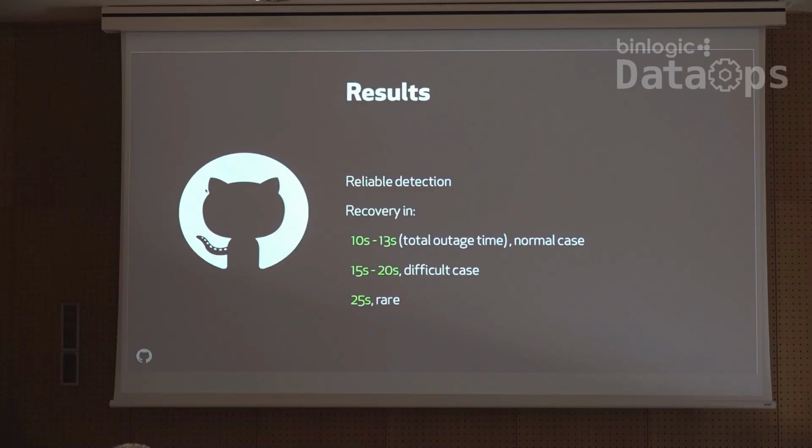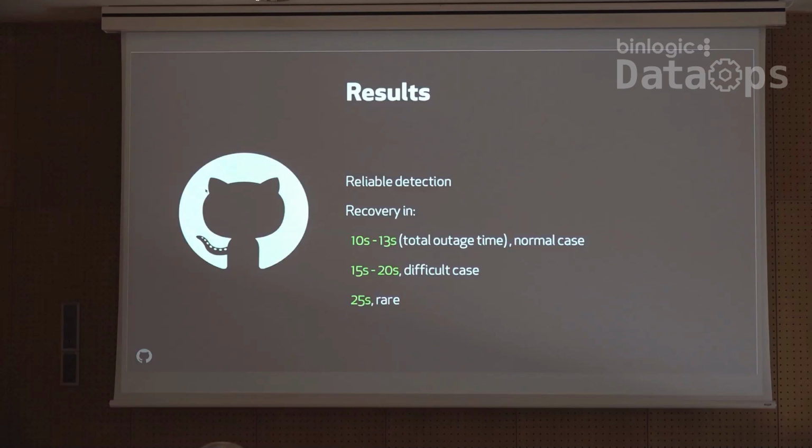From the time the master died to the time where applications are able to write to the new master, that's the total outage time. It stands at 13 seconds. That's the most common case. We do have lesser cases where we go up to 25 seconds total outage time. We prefer those numbers, but we can get those on rarer occasions.